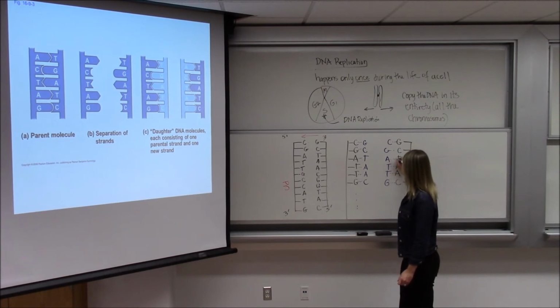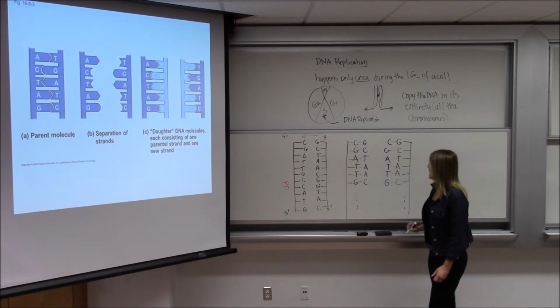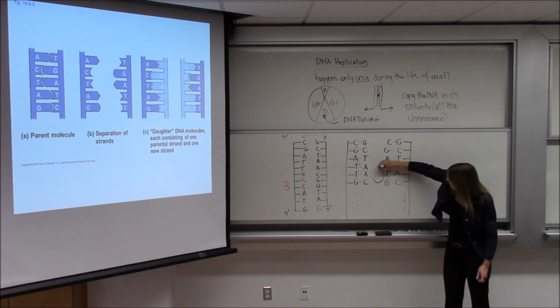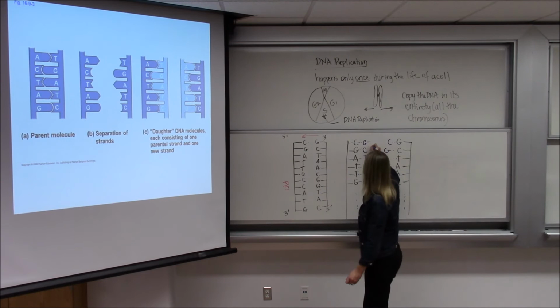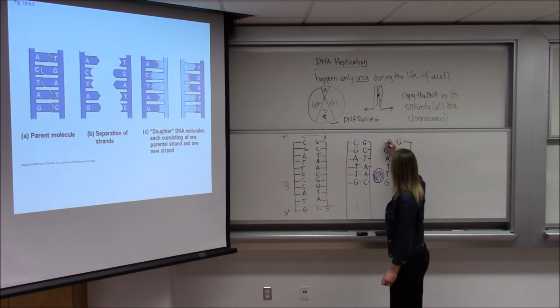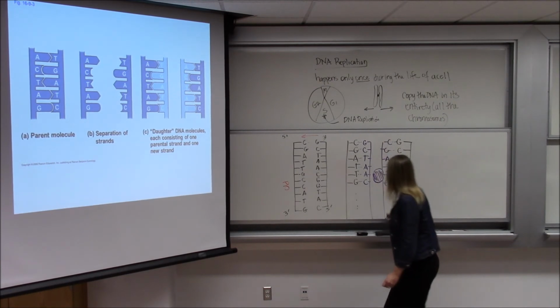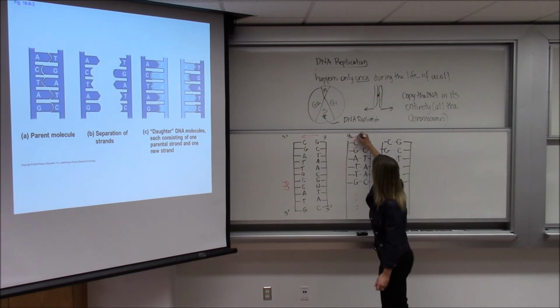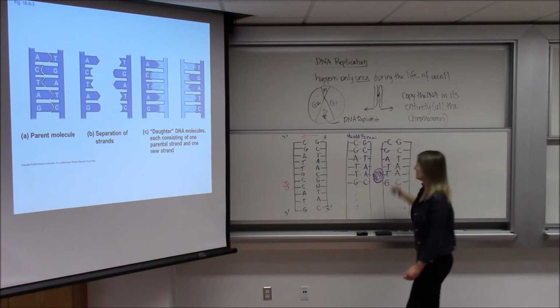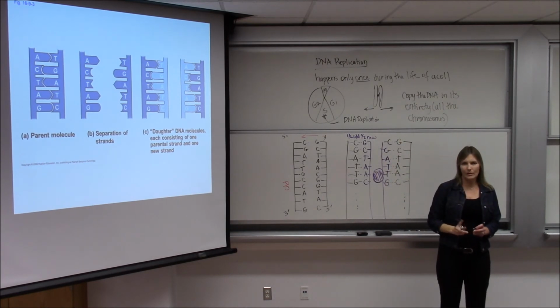Our new hydrogen bonds. And now what we end up with when we connect these two is half old, half new on each strand. And that's called semiconservative replication.